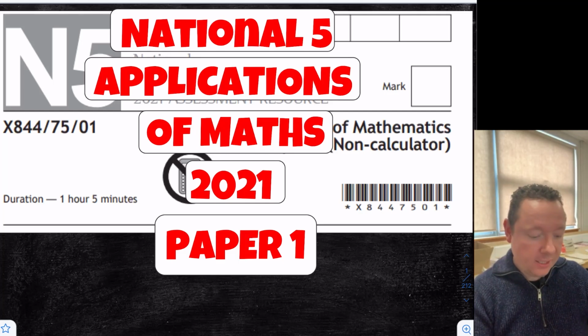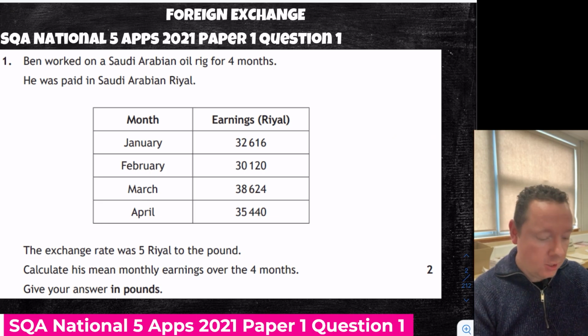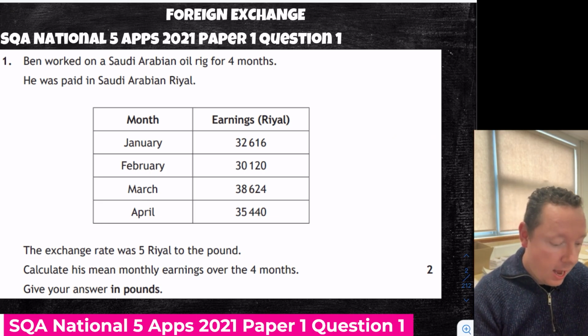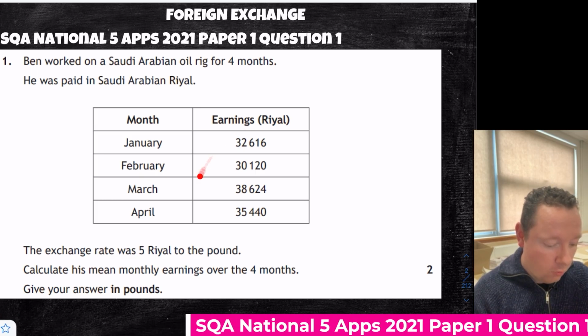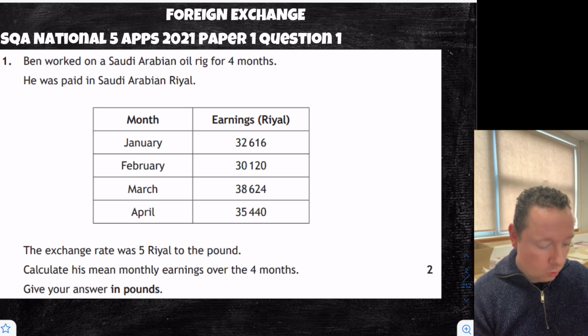SQA National 5 Applications of Maths 2021, Paper 1, Non-Calc. So first question was on foreign exchange, Paper 1, Question 1, and we had to work out the average of this person's earnings, that's the mean, but also change it to pounds.